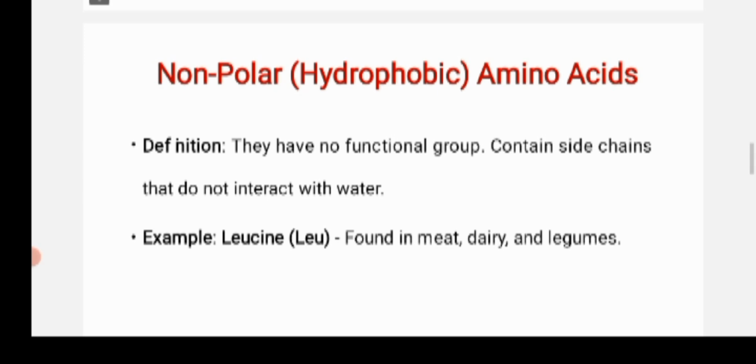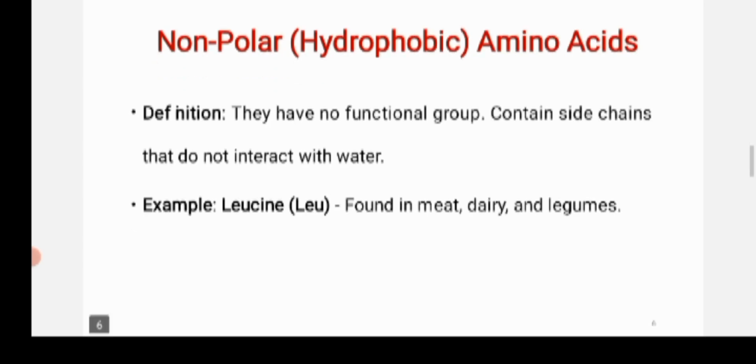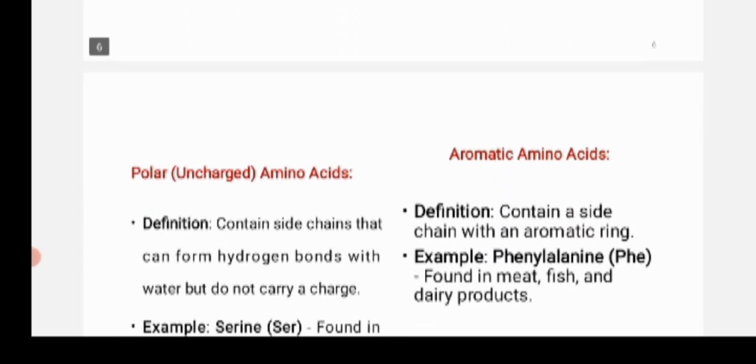They have no functional group in the side chain. There may be a hydrogen group or a simple group present. It contains a side chain that does not interact with water molecules. The best example is leucine. The short name is LEU. It is found in meat, dairy and ligaments. Yes, these are the non-polar amino acids.